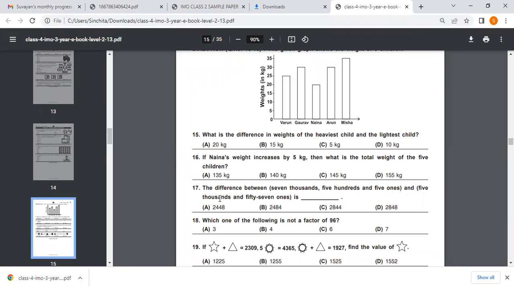Yes, ma'am. Ma'am, I can't understand number 16. Okay, Roshni, first explain number 16, then go to number 17. Yes, ma'am. It is saying if Naina's weight increases by 5 kg, then what is the total weight of the 5 children? We have to add. And the answer will come 145 kg because we have to add these numbers.